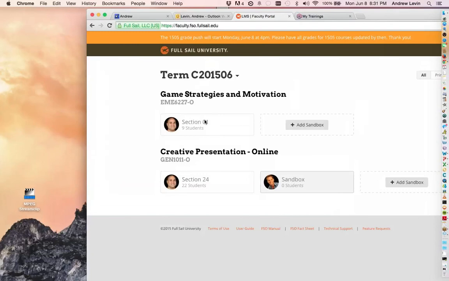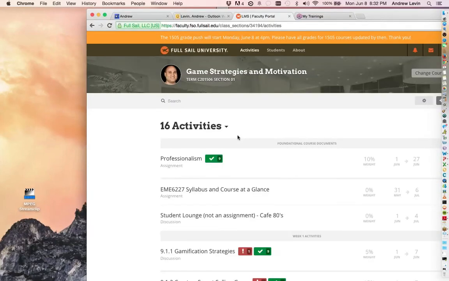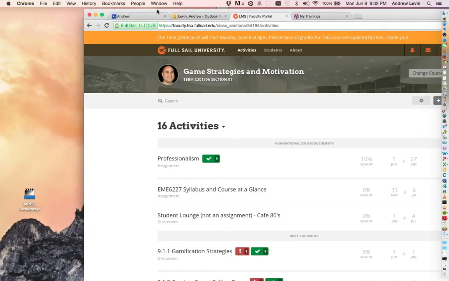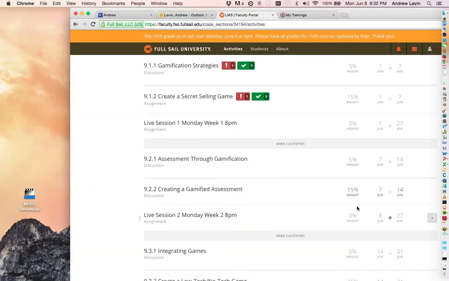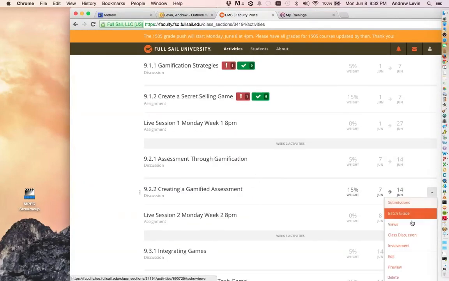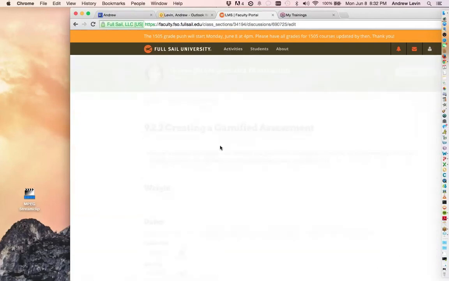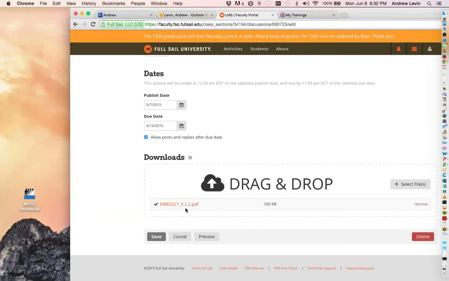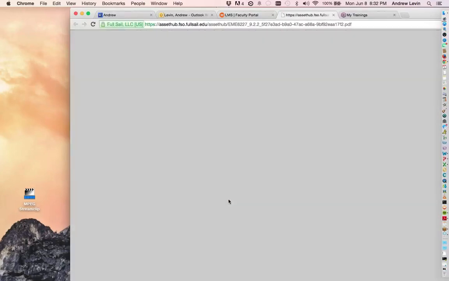The errata, or however you pronounce that. Once again, they rewrote my month and seem to have ignored a lot of the stuff I told them to put in there, which is very annoying. Okay, let's scroll down here. Here we go. Creating a gamified assessment. Let's go to edit. Let's bring up the PDF. And then I'm going to put in the extra so we're all on the same page.